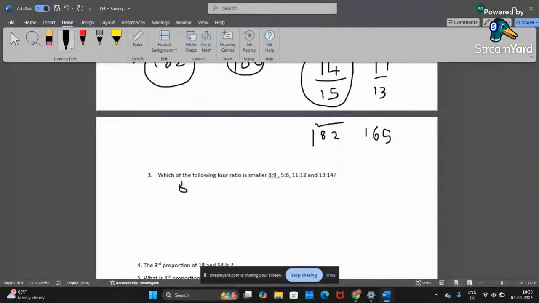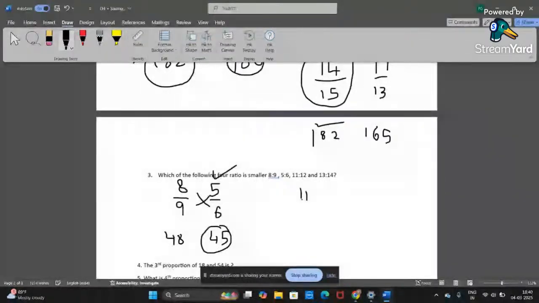First, this 8:9, we can write it as 8 by 9. First, let's take these two ratios and find out the smaller one. 18 into 8 6... it is 48, right? Again, 5 into 9 it is 45. So between 48 and 45, 45 is the smaller. That means between these two ratios, this one is smaller.